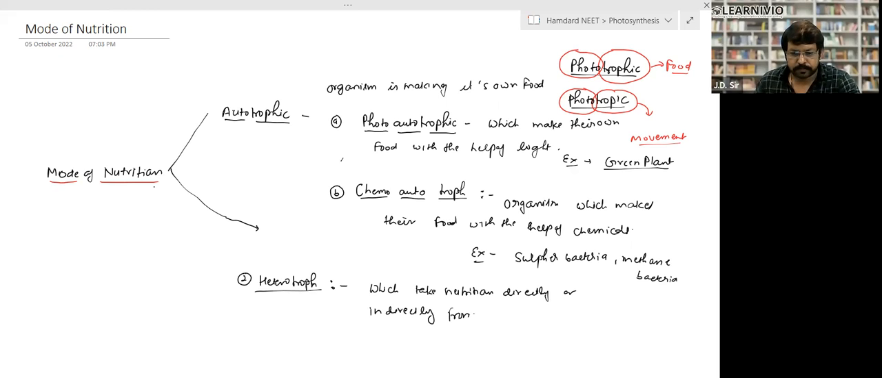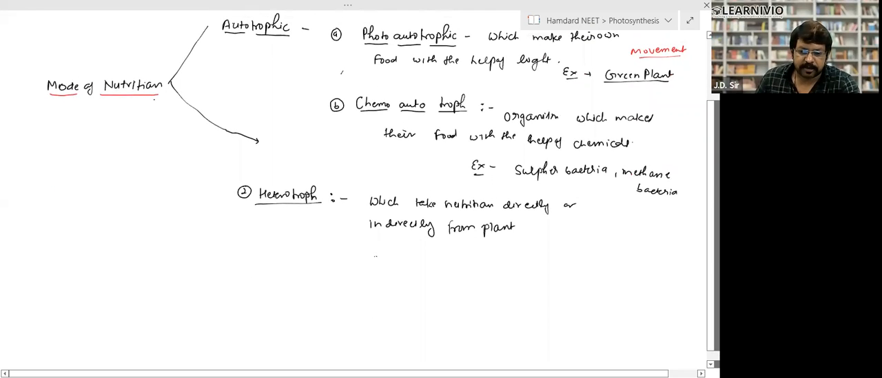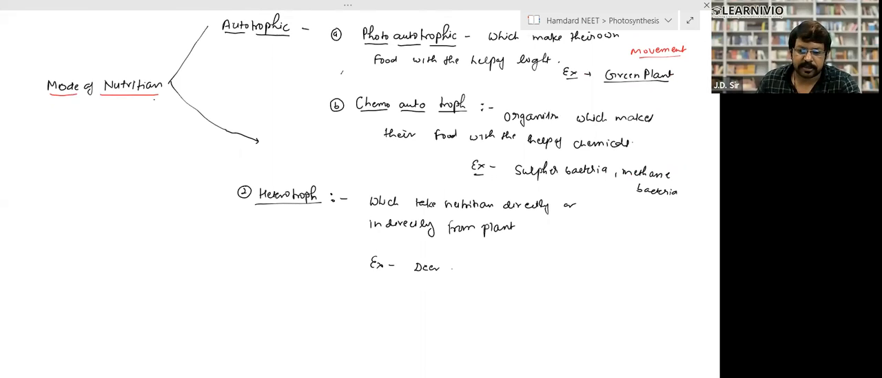Indirectly from plant. For the sake of example, deer. So the example is deer. Deer is eating grass, right? So it is taking directly from the plant.